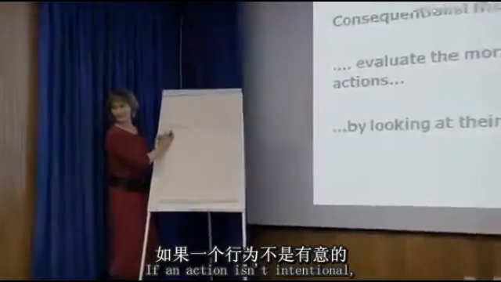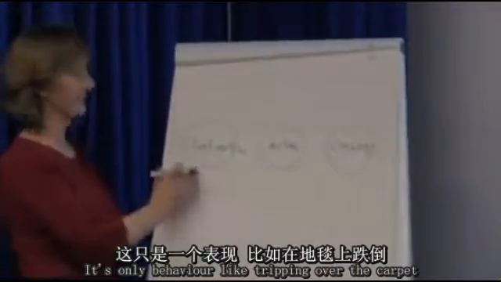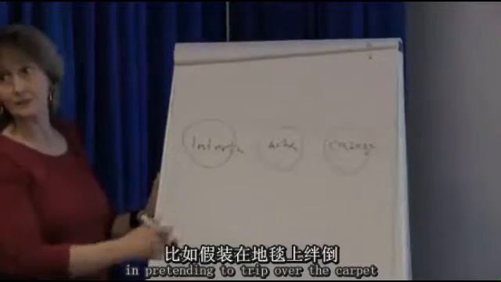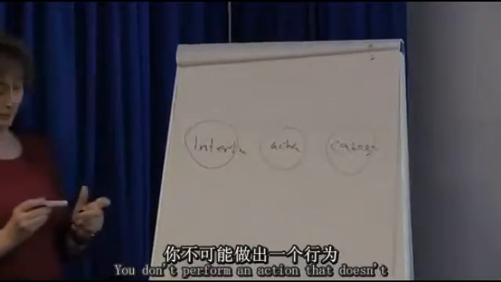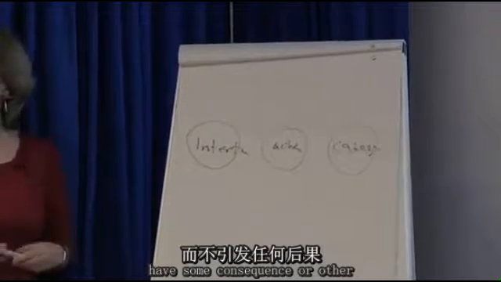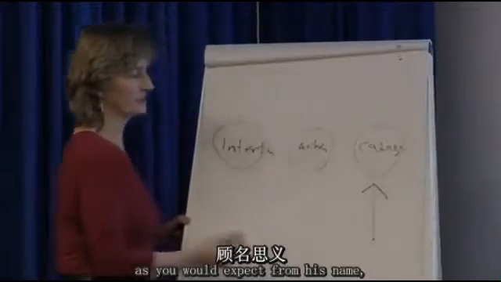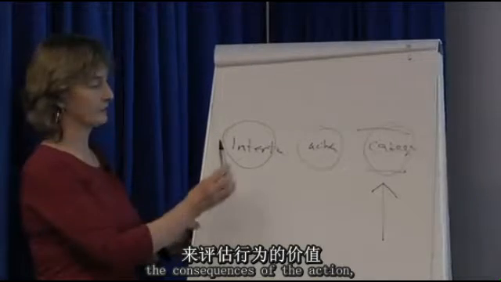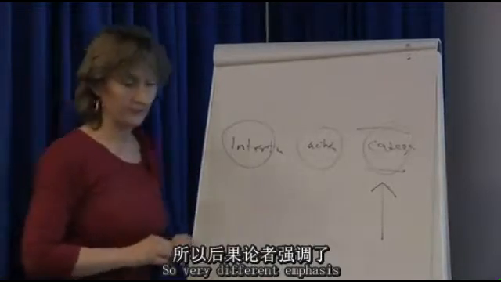If an action isn't intentional, then it's not actually an action at all. It's just behavior, like tripping over the carpet. If it's an action, there's got to be an intention, as in pretending to trip over the carpet. But all actions, of course, have consequences. You don't perform an action that doesn't have some consequence or other. And the consequentialist, as you would expect from his name, is evaluating actions in terms of the consequences of the action, whereas Kant is evaluating the action in terms of its intention. So very different emphasis from a consequentialist.